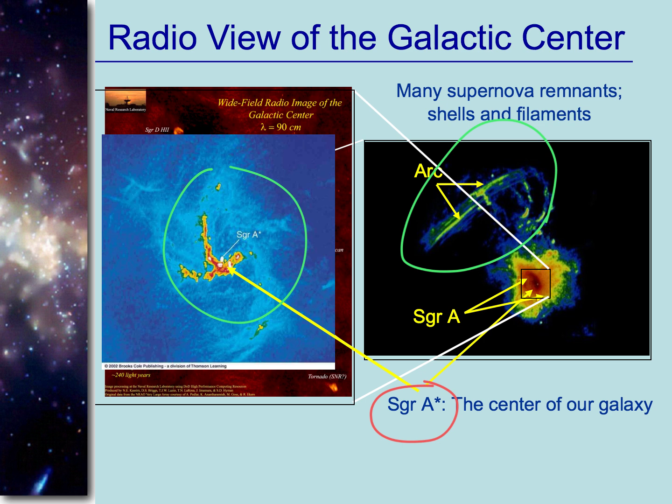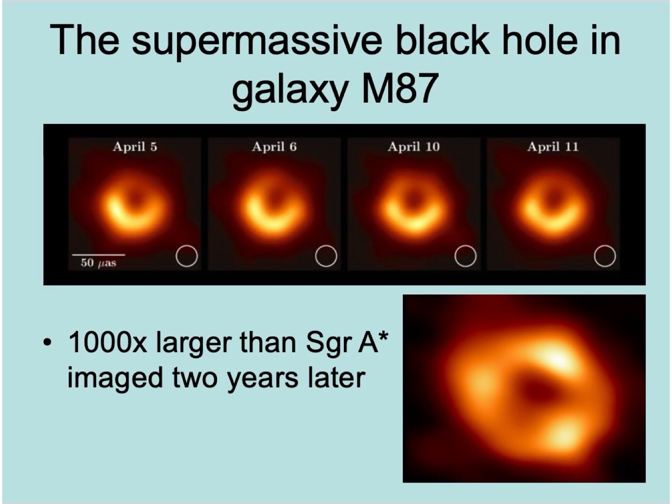Using a system of telescopes called the Event Horizon Telescope, we have now imaged the supermassive black holes in the center of two different galaxies. First, the one in galaxy M87, then Sagittarius A star in our own Milky Way.